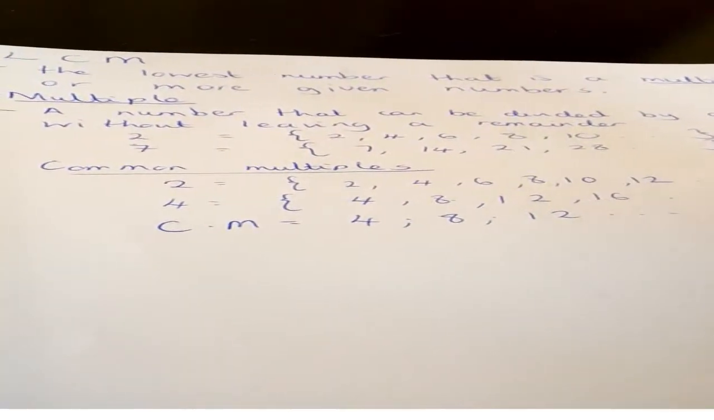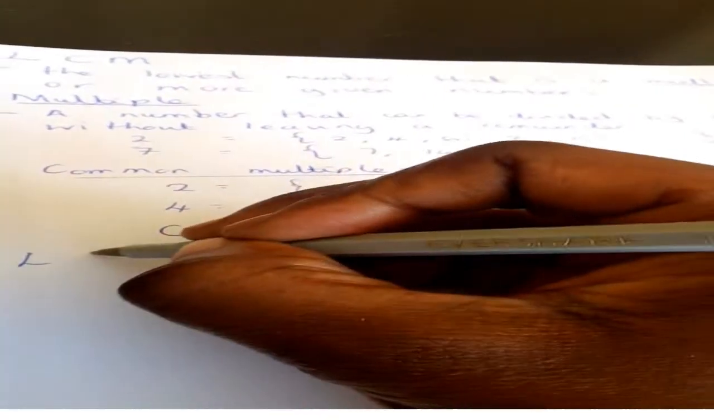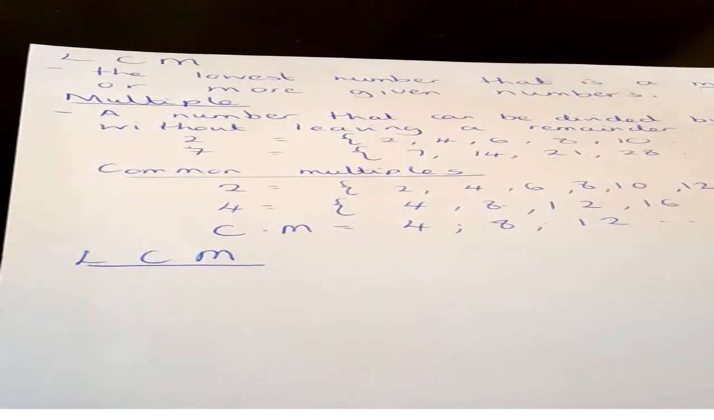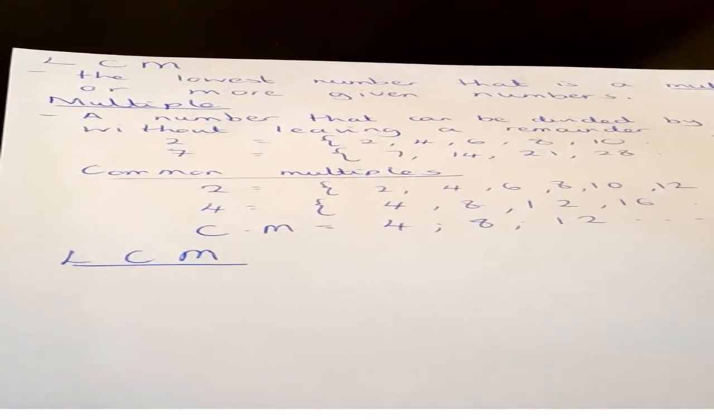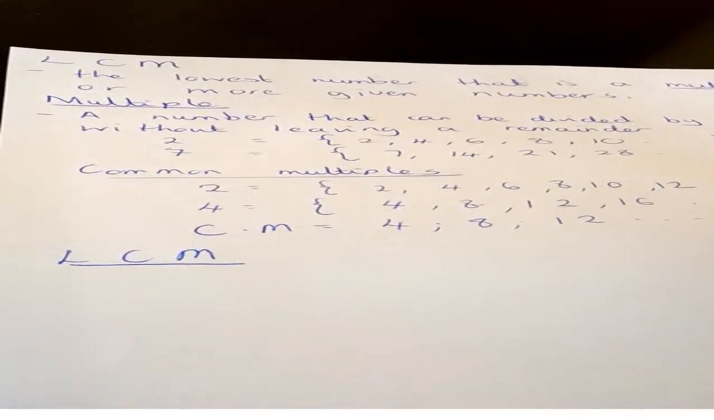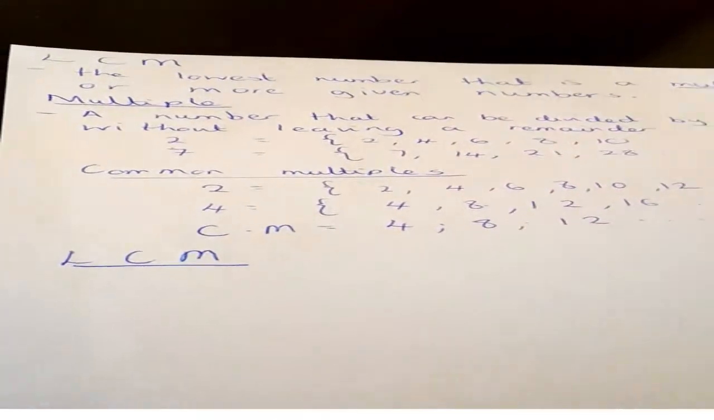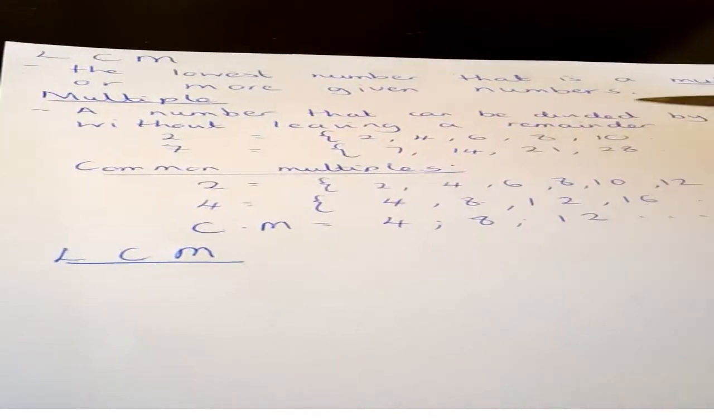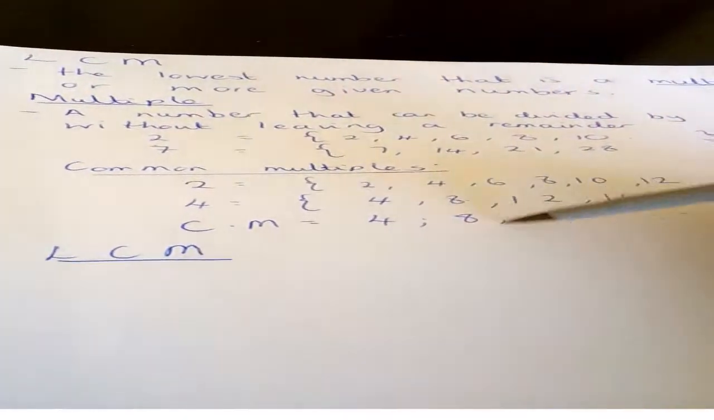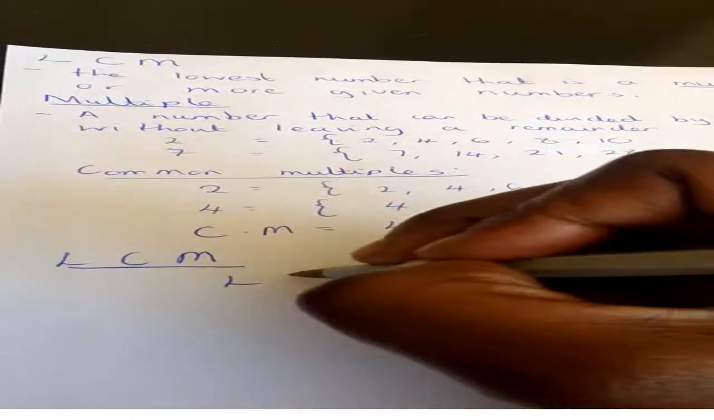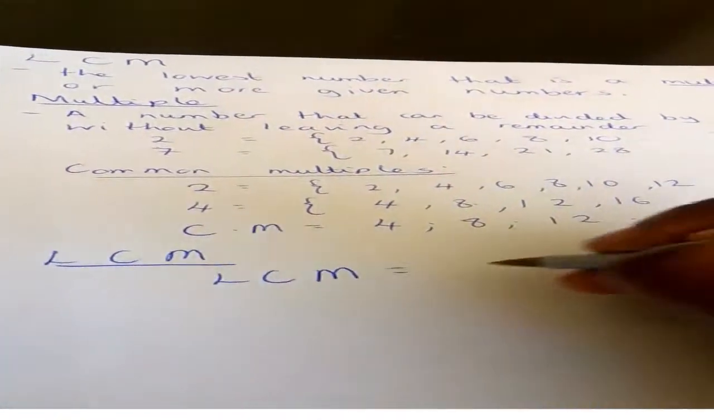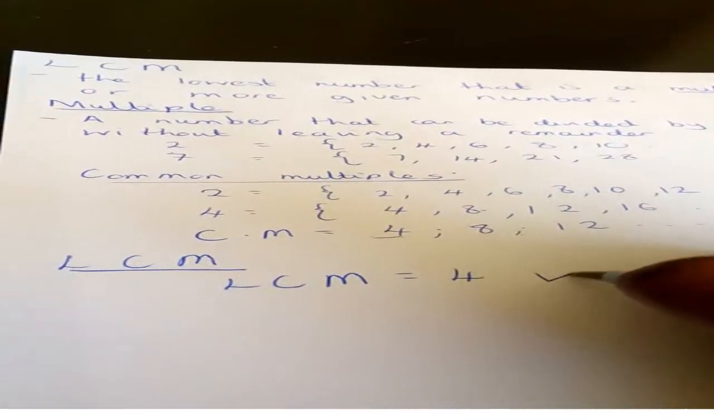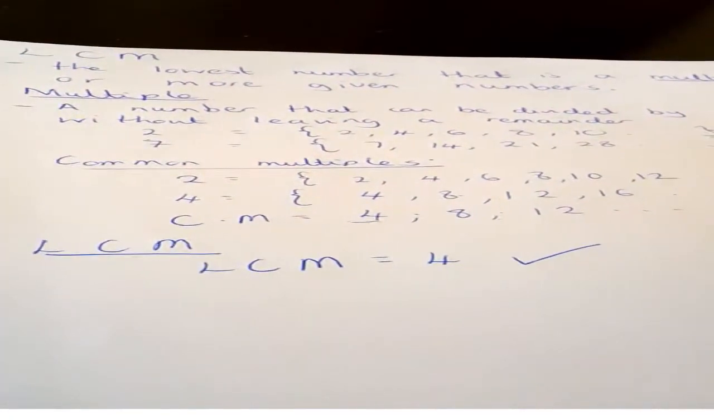Now next, let's go to the lowest common multiple, our topic for today. We said the lowest common multiple is the lowest of the numbers that are multiples of the given numbers. So we've mentioned what a multiple is and the common multiple is. So if you are to look at 2 and 4, what is the lowest common multiple? The LCM of 2 and 4 is equal to 4. 4 is the lowest of the common multiples of the two numbers.